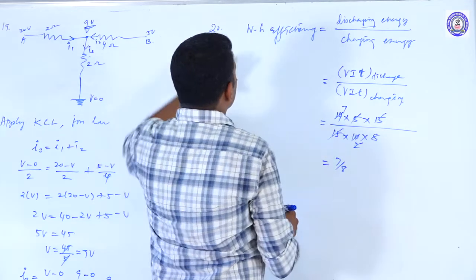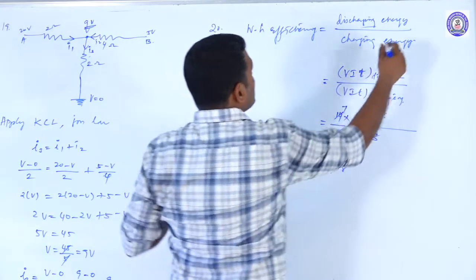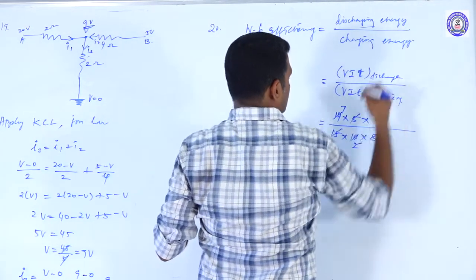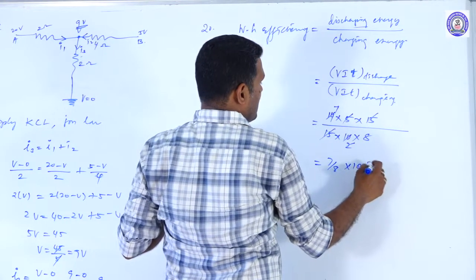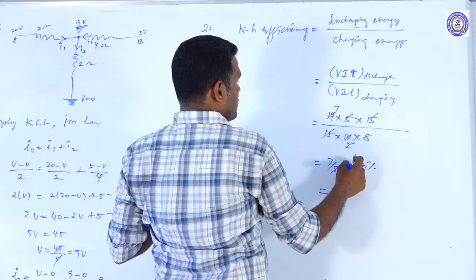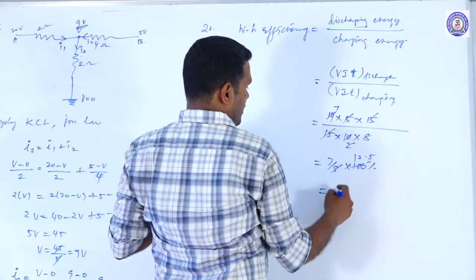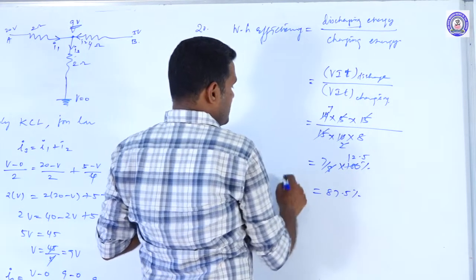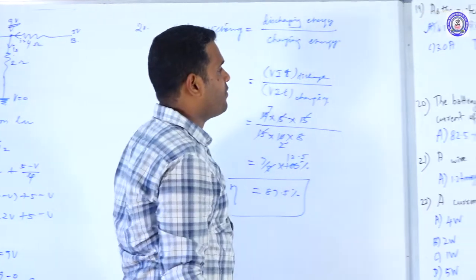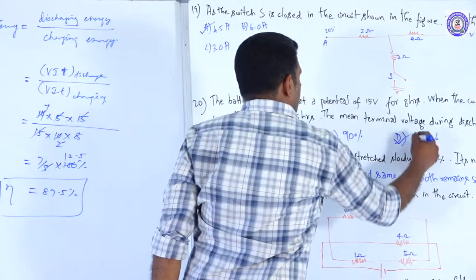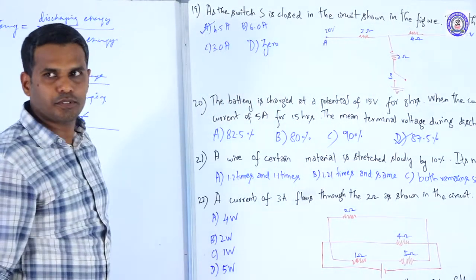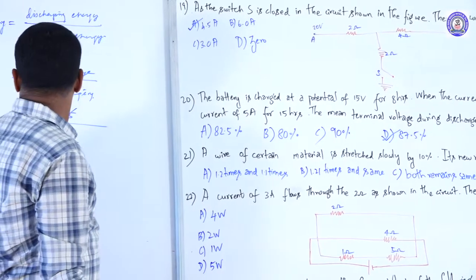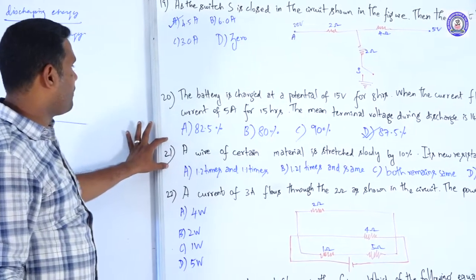This is watt-hour efficiency. Efficiency must be calculated in terms of percentage. To get percentage, multiply with 100%. So this will be 12.5 times 7, which is 87.5%. So watt-hour efficiency is 87.5%. D option.